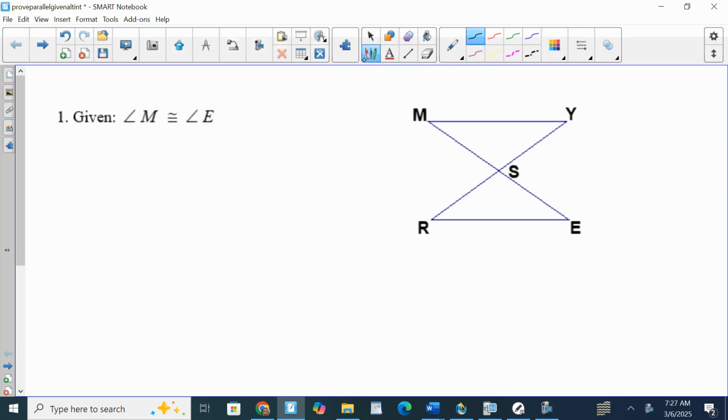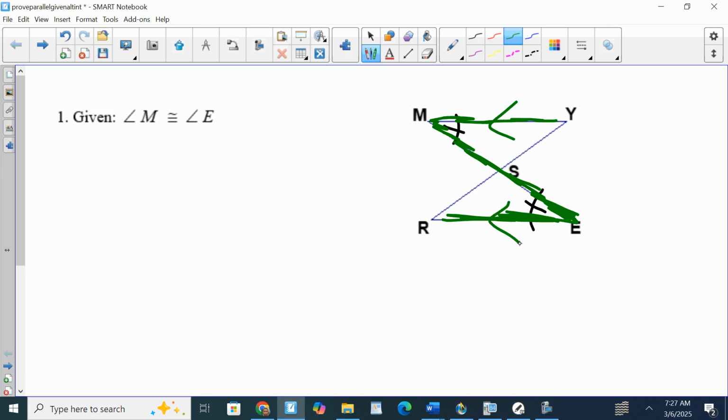If I give you that angle M is congruent to angle E, you need to recognize that these are alternate interior angles. Once you recognize that, we need to find the parallel lines. To do that, we're going to carve out the angle. And once I carve out the angle, I'm basically looking for my Z. There's my Z. Once I have my Z, I can very clearly see my parallel lines and my transversal. These are my parallel lines.